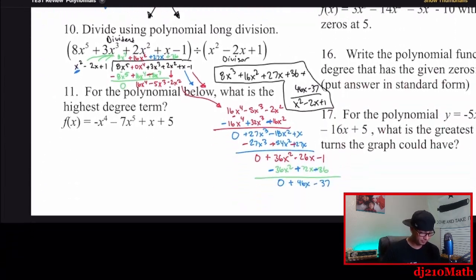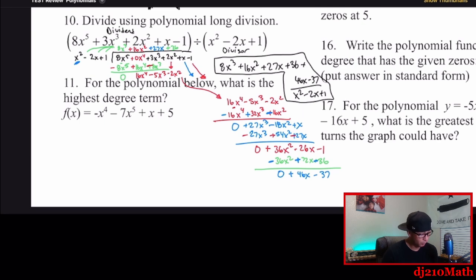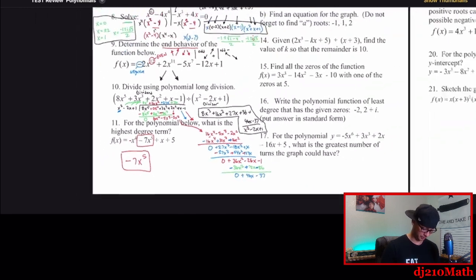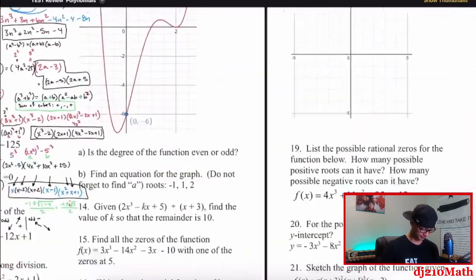Okay, number 11. For the polynomial below, what is the highest degree term? So the highest degree term is the second term because it has the biggest degree. So negative 7x to the 5th. That is the highest degree term. Now, the highest degree is the degree on the term. So the degree would be 5, but the highest degree term is negative 7x to the 5th. That's the term.